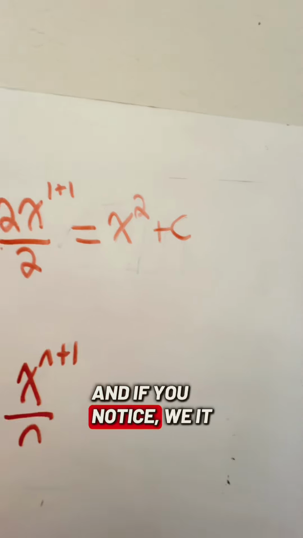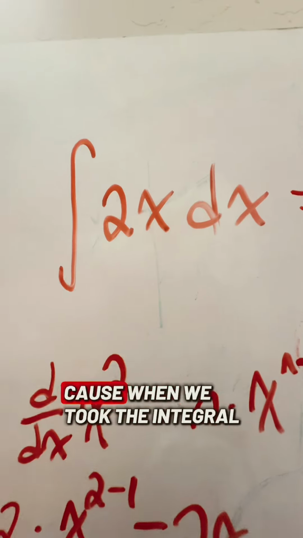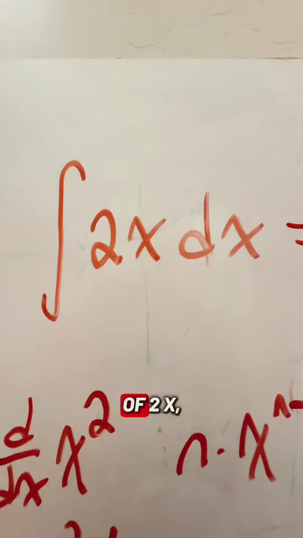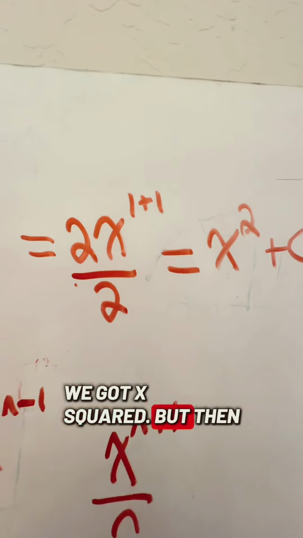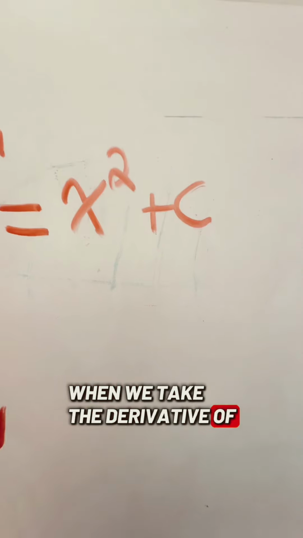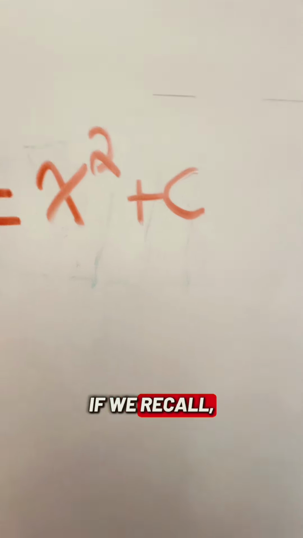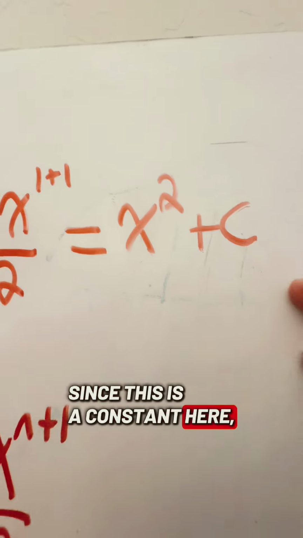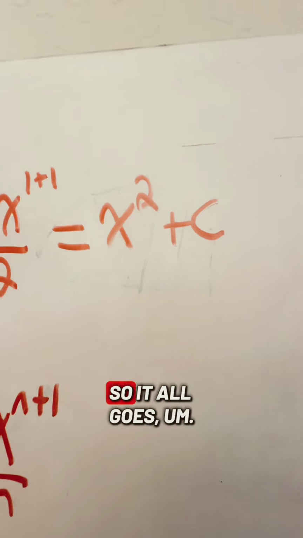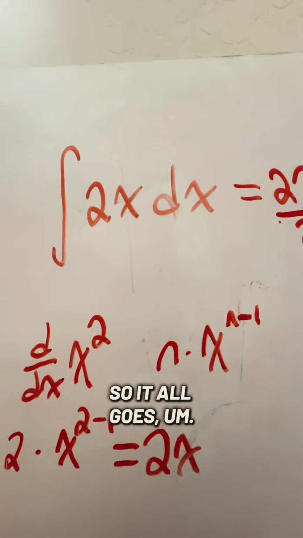And if you notice, it is an antiderivative, because when we took the integral of 2x, we got x squared. But then when we take the derivative of x squared, we're going to get 2x. And if we recall, since this is a constant here, the constants always go to 0. So it all adds up.